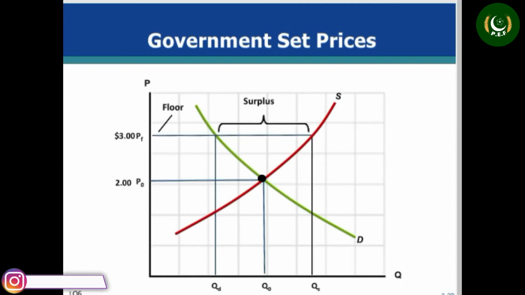A price floor is a minimum legal price, such as PF. When the price floor is above the equilibrium price, a persistent product surplus results. Here that surplus is shown by the horizontal distance between QS and QD.